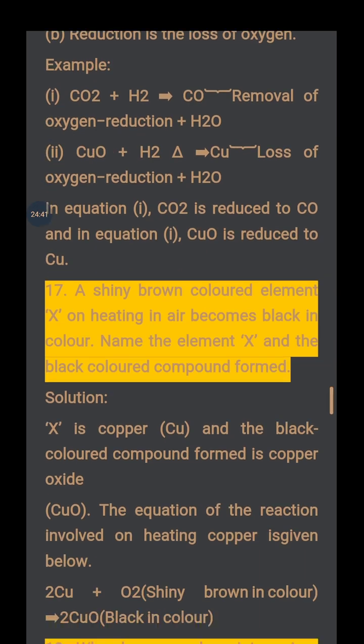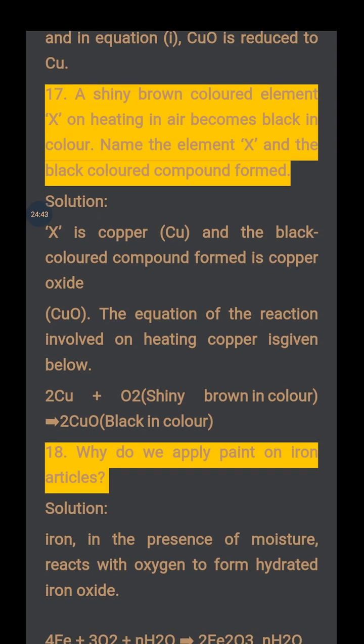Okay. Now come to another question. Question number 17. A shiny brown colored element on heating in air becomes black in color. Name the element X and the black colored compound. Hence the solution is that X is copper and the black colored compound formed is copper oxide.